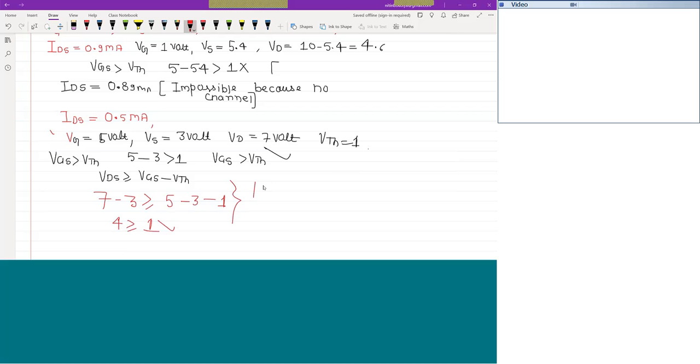Transistor is working for IDS equal to 0.5 milliampere. So this is the idea for the circuit. ये circuit का idea कि how this circuit will work. तो ये उसका working है.